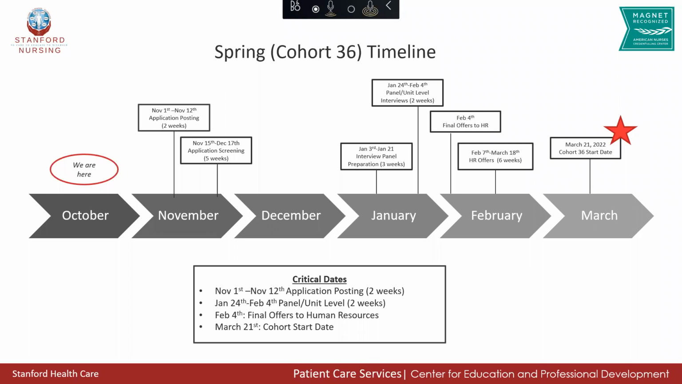Again, we have a long screening period, but then should you have been selected for a panel interview, you will start hearing from Human Resources at the beginning of January. January 3rd to January 21st is when we create and confirm our panelists for the panel interviews. There's a 2-week time frame from January 24th to February 4th where panel and unit level interviews will take place. You will be notified of your day for the panel interview and your time.